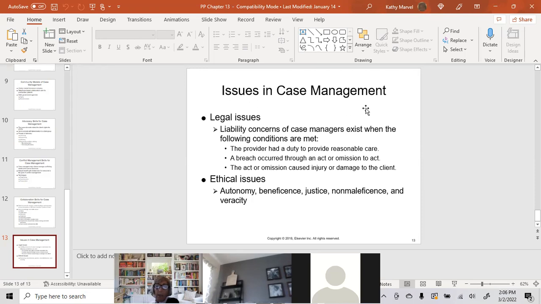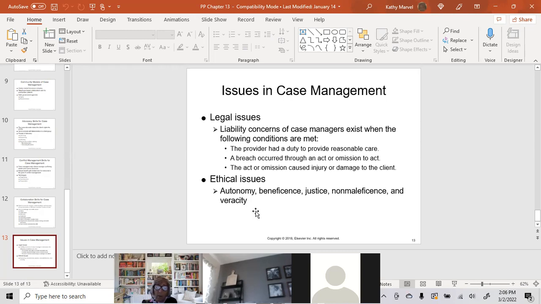And then there's issues in case management, like in every other part of nursing: legal issues, ethical issues. The one thing to understand here, we talk about liability concerns for case managers. You could also say malpractice. Liability concerns of case managers exist when all these 3 are met. The provider had a duty to provide reasonable care. A breach occurred through an act or an omission to act. And the act or omission caused harm, caused injury or damage.